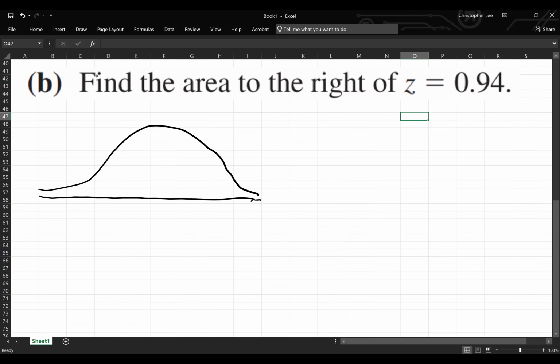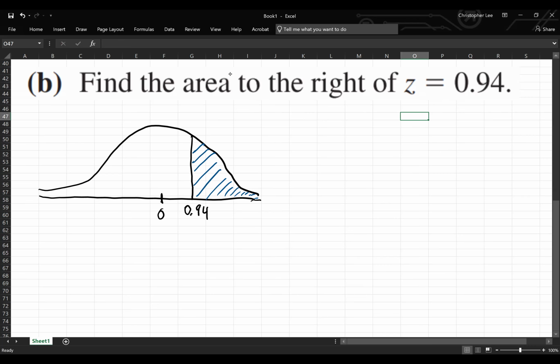Right. So you remember in the middle is 0, right? So 0.94 is positive, so it's going to be a little bit more to the right. So let's call this 0.94. Now, more specifically, I want this area right here. Same thing, but it's on the right.